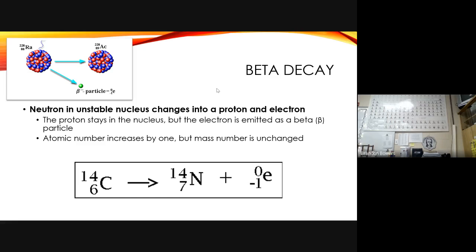Here's another example down here. If you look at this example, here's my beta particle. There's beta. 0 plus 14 is 14, right? 7 plus a -1, which is kind of like minus, 7 minus 1 is 6. How cool is that?